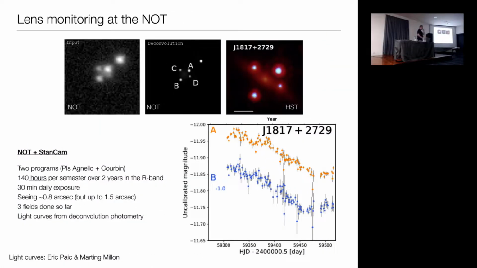Now, it's a NOT conference, so that's our results from the NOT. I think no one has seen these curves so far. So that's an object we observe at the NOT daily or almost daily. Again, 30 minutes of exposure. That's the deconvolution of the object. That's the HST image and light curve. So we have not finished that object, but it's clear that within a year we'll get a very good delay.